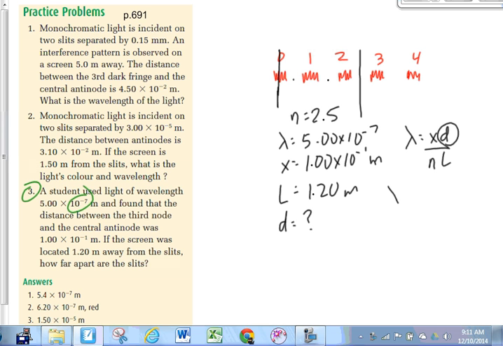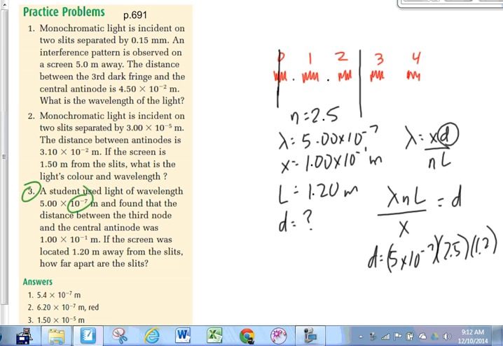Let's take the n and the l up by multiplying, the x down by dividing. So we end up getting 5 times 10 to the minus 7 times n, which was 2.5, times l, 1.2, divided by x, 0.10. Do the math there, and I think, Caitlin, we're going to end up with 1.5 times 10 to the minus 5.